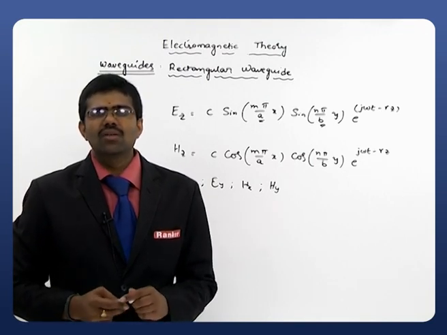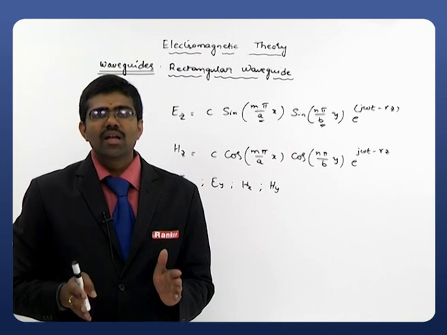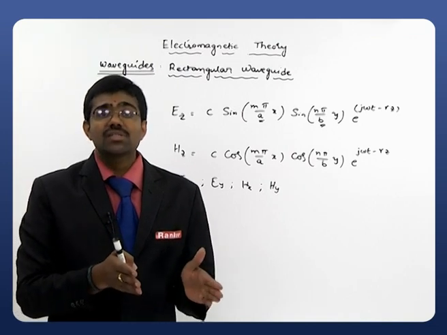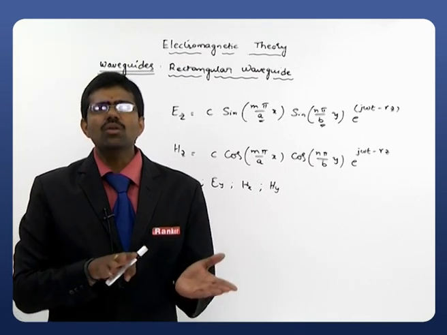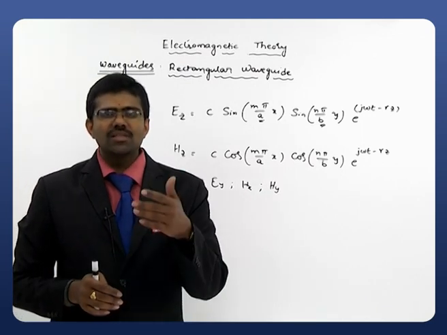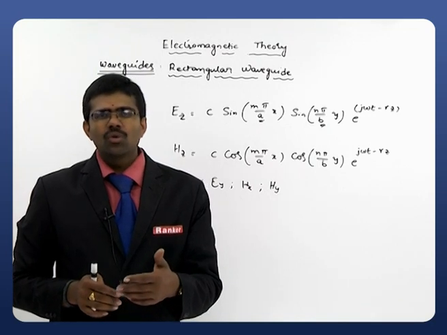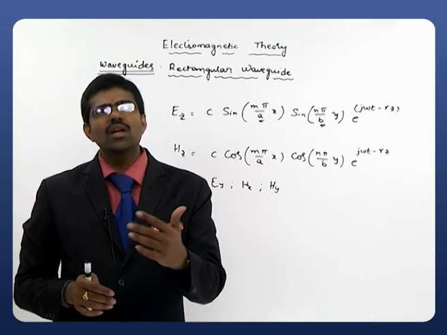Whenever it is traveling in our waveguide, it will be a specific wave: a transverse electric wave, a transverse magnetic wave, or a transverse electromagnetic wave. These are the three major categories that we have. Now, we will analyze these three individually.